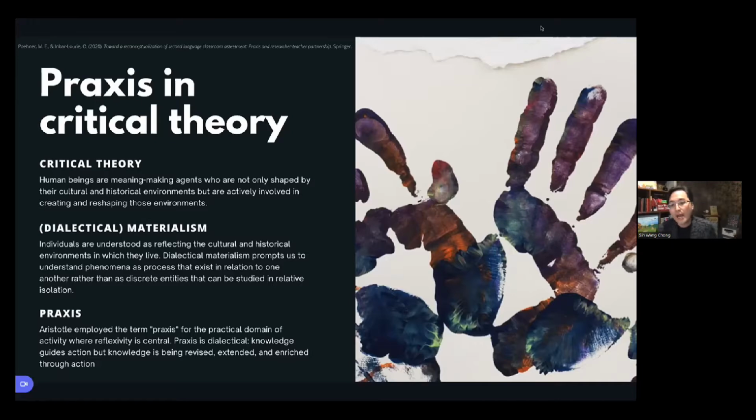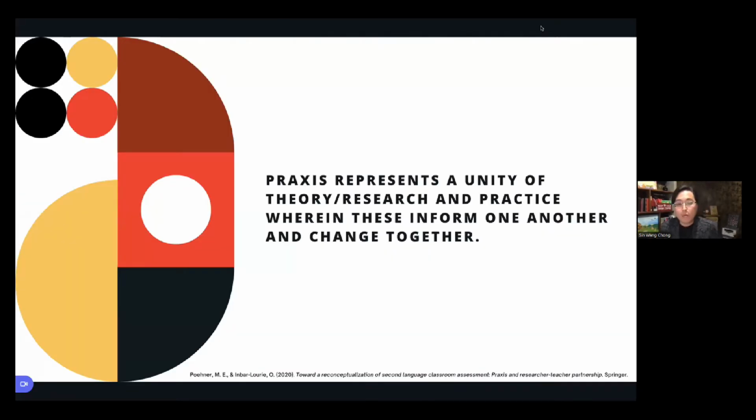Of course, researchers have a lot to give to practitioners, but practitioners, having their expertise and experience, really years or even decades of experience in different classrooms, also have something to give back to the research community. So what I really like about the notion of praxis, and especially looking at open scholarship from the perspective of praxis, is that praxis represents a unity of theory or research and practice, wherein these inform one another and they change together, going back to that dialectical materialism idea earlier.